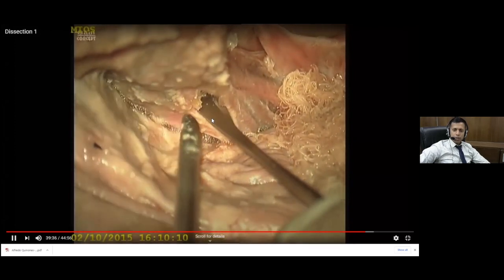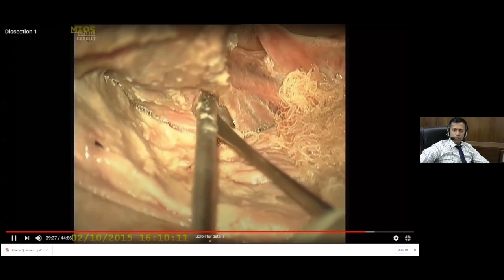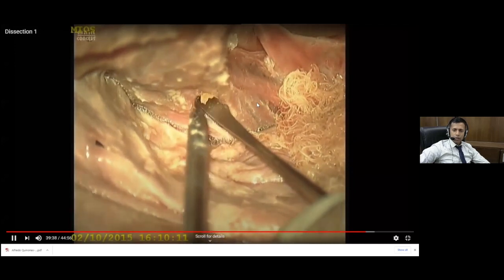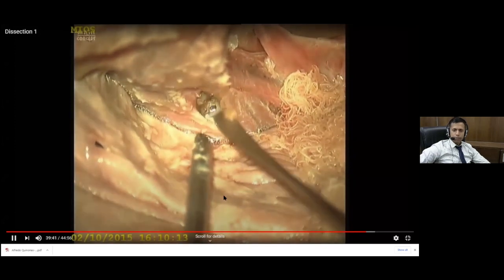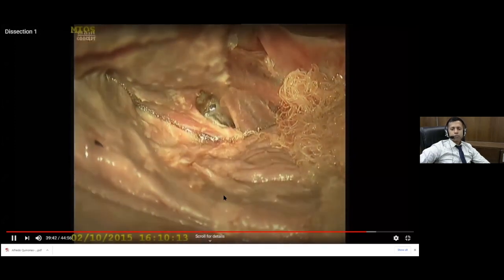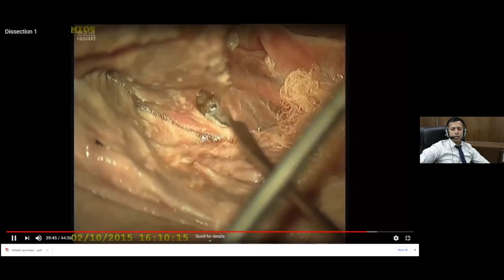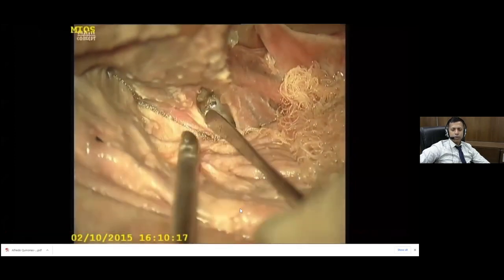Optic strut is being removed. Okay, third nerve, fourth nerve, V1, V2. I hope you are enjoying this anterolateral approach.